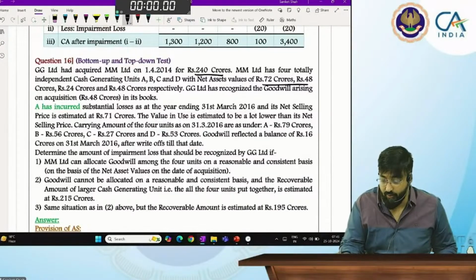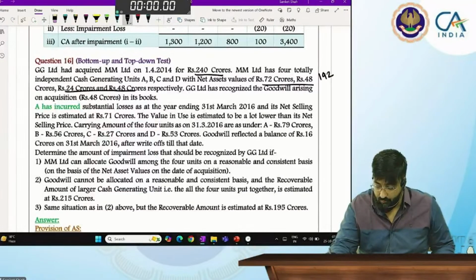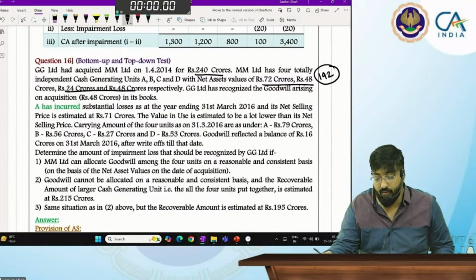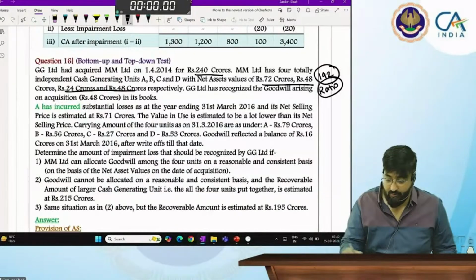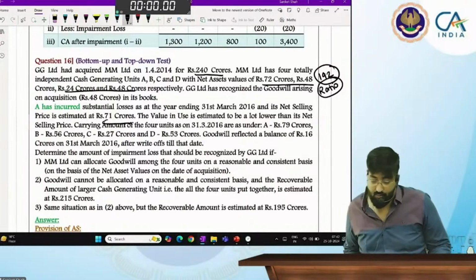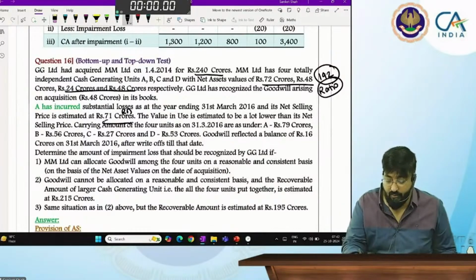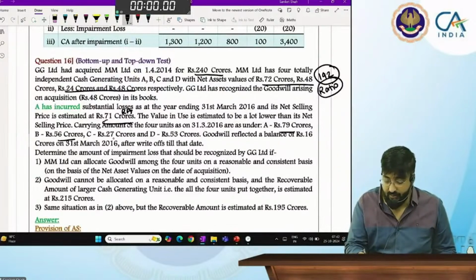Net asset value 72, 48, 24 and 48. Yes, 192 sir total. Total is 192. And why is it useful? It's for calculation of allocation of goodwill. Goodwill. He has incurred the loss. Net selling price 71. The value in use is also lower than the net selling price. So sir 70. Recoverable amount is 71. Okay. Carrying amount is given 79, 56, 27 and 53.